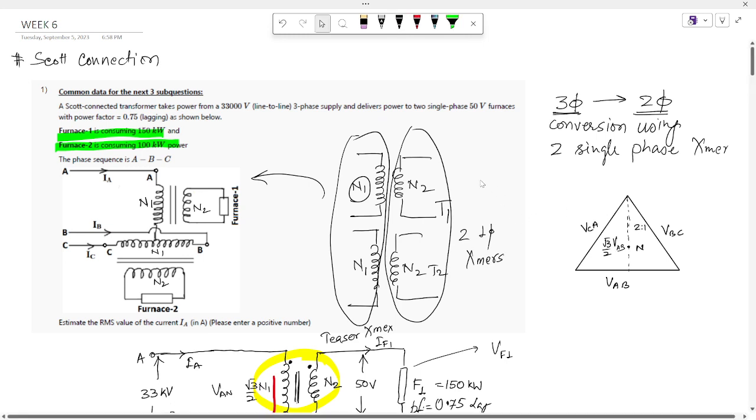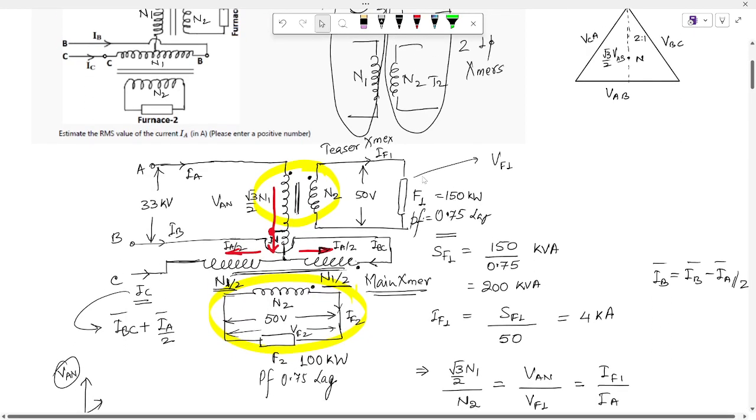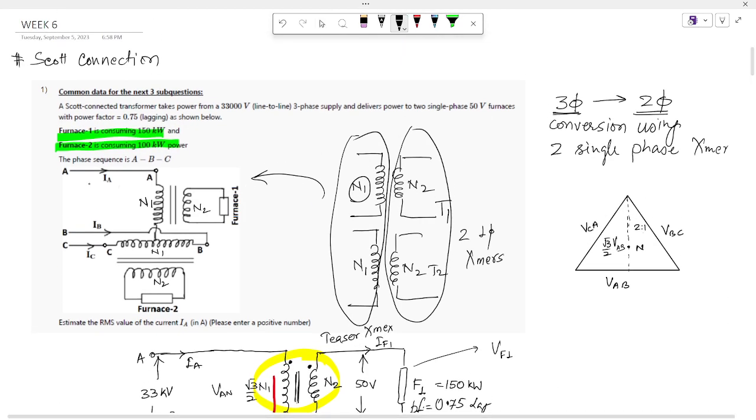Utilizing the above concept, we will see these two single phase transformers, with primary N1 number of turns and secondary N2 number of turns. These two transformers are connected such that we are able to get balanced two phase from balanced three phase input. They have asked in the question to estimate the RMS value of current IA.